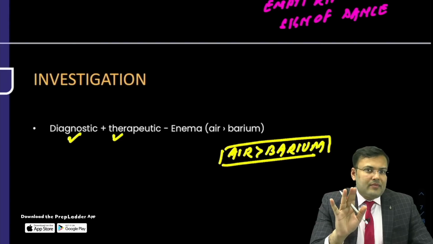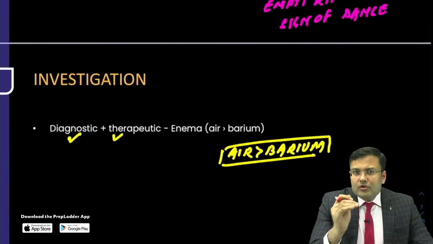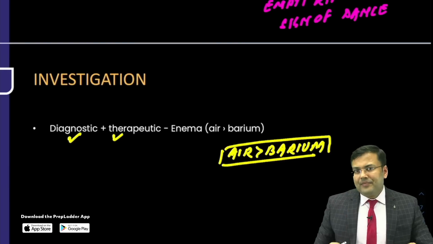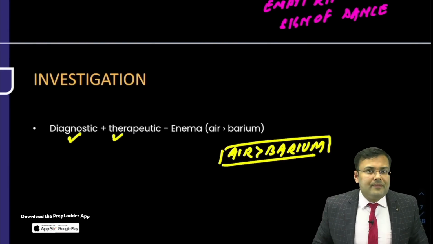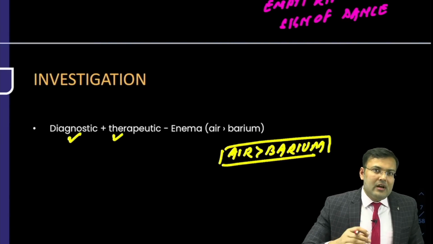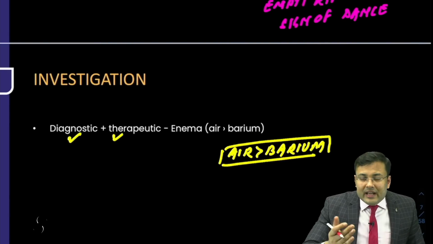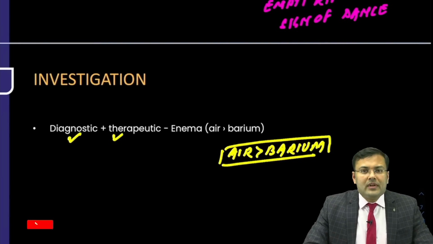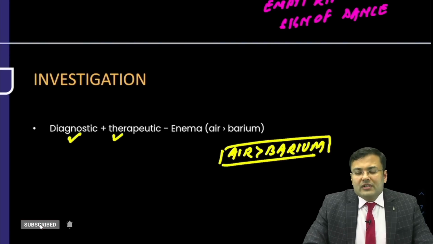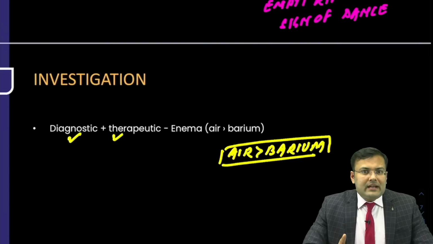Now, see the question. A child was brought to your hospital with intussusception. You have given air enema. The intussusception resolved. You discharge the patient. After 7 to 10 days, again there is recurrence. What will you do? Option one, we will go for surgery. Second option, we will go for repeat air enema. If there is recurrence, what should be done?